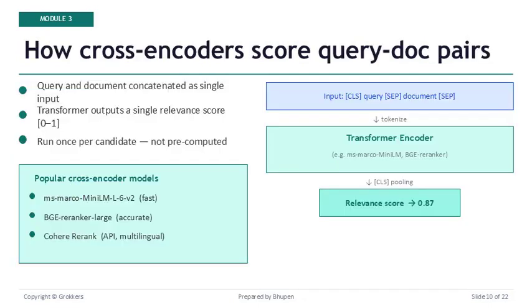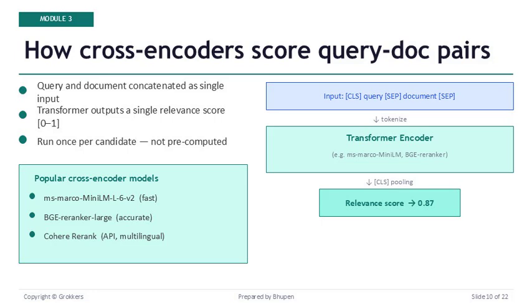Let me show you the mechanics. You take the query and document, stitch them together with special separator tokens, CLS at the start, SEP between them, SEP at the end. This combined sequence goes through the transformer encoder, and out comes a single relevance score between 0 and 1.